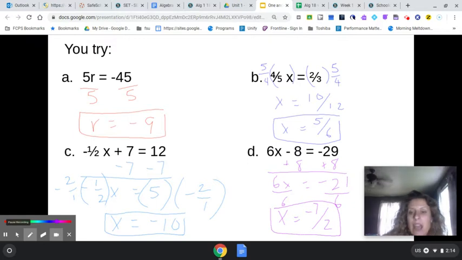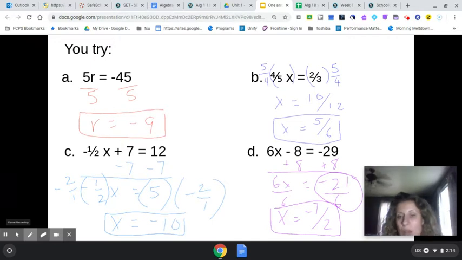Here I got negative 21 over 6. That can be reduced. We divide them both by 3. So 3 goes into negative 21 negative 7 times, and 3 goes into 6 twice. So that gives me the reduced form of negative 7 halves.